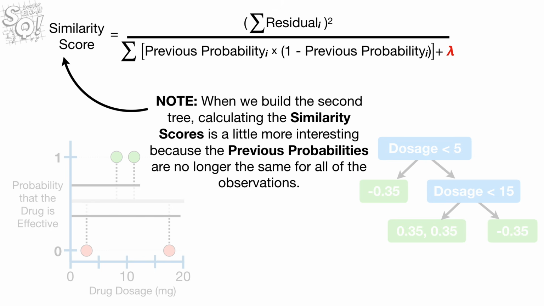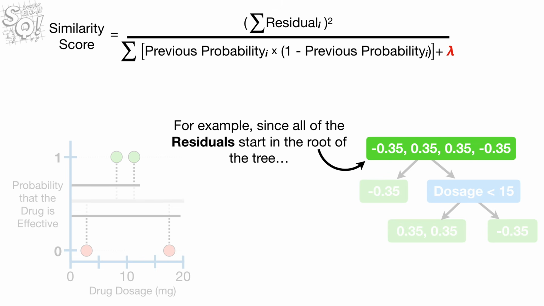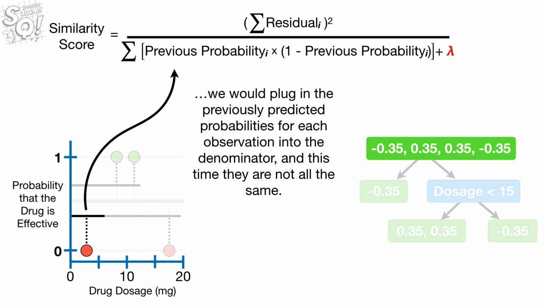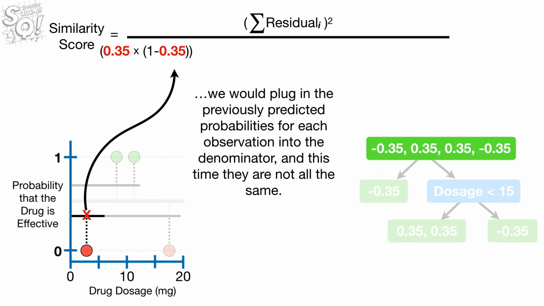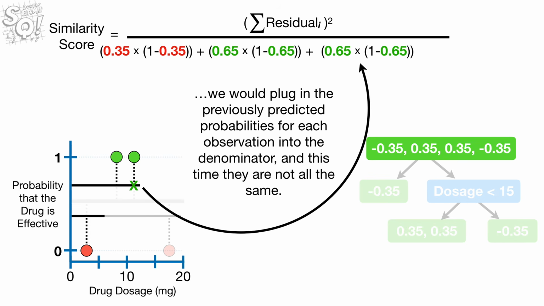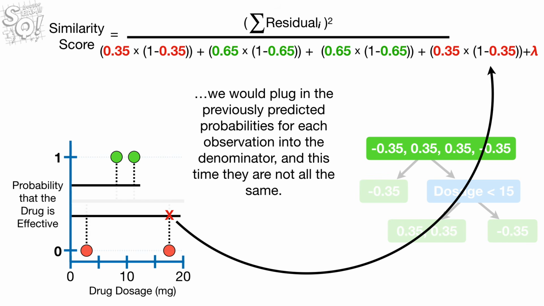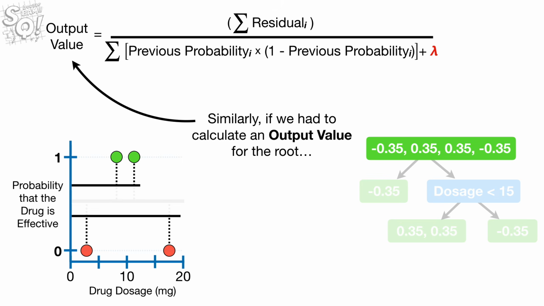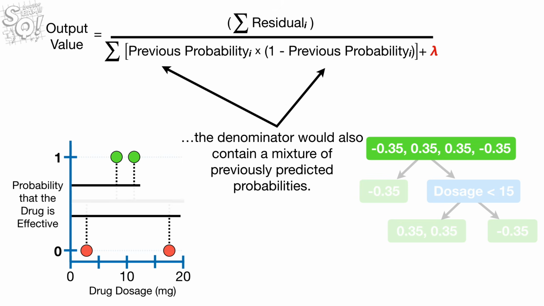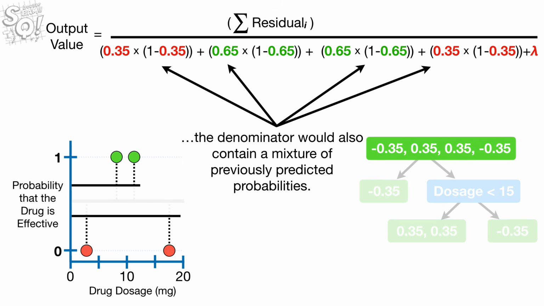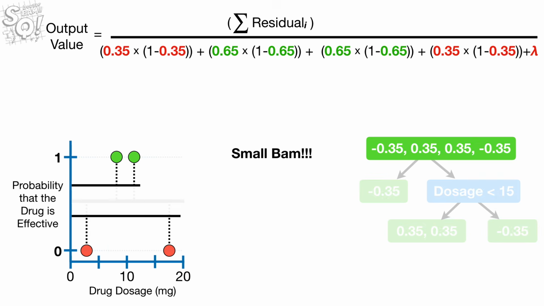Note, when we build the second tree, calculating the similarity scores is a little more interesting because the previous probabilities are no longer the same for all of the observations. For example, since all of the residuals start in the root of the tree, we would plug in the previously predicted probabilities for each observation into the denominator, and this time they are not all the same. Similarly, if we had to calculate an output value for the root, the denominator would also contain a mixture of previously predicted probabilities. Small bam.